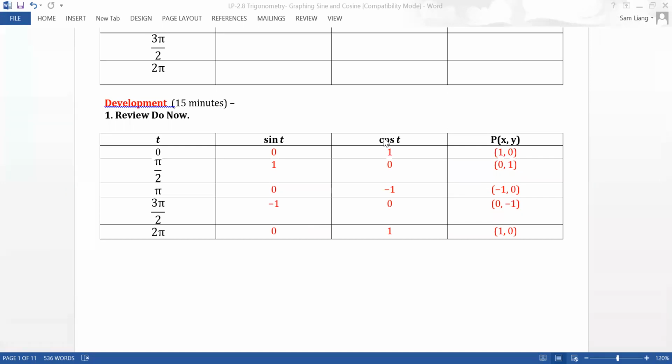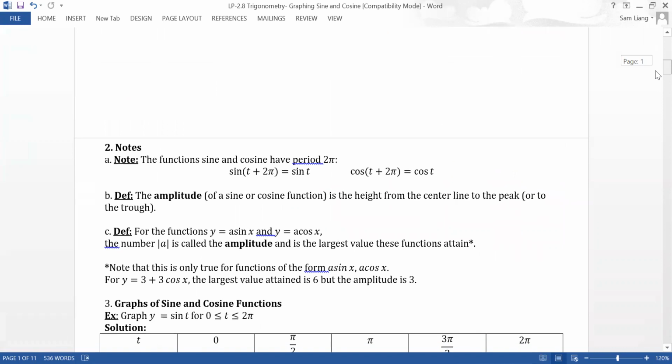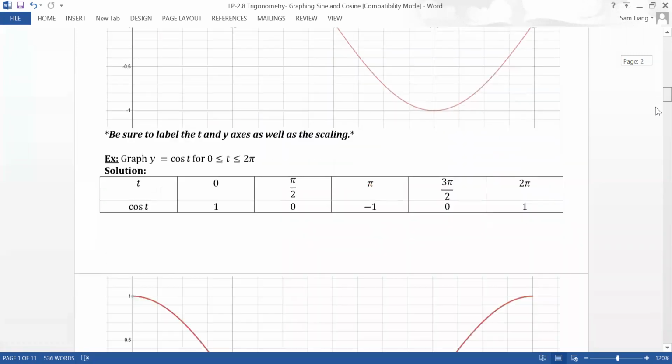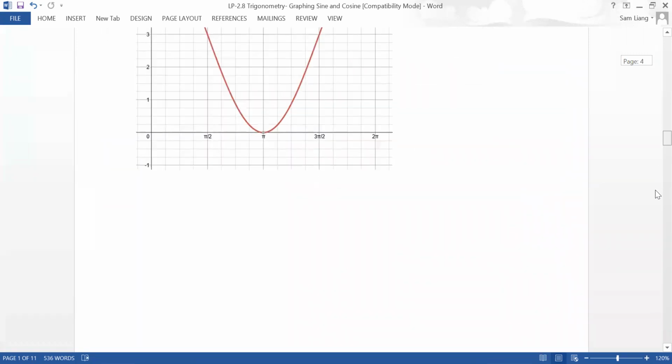If you need this solution, please pause the video here. Otherwise, I'll get to the rest of the lesson. Just a few notes regarding the sine and cosine functions, and then we'll walk through some examples. Let me get to the slide for that.